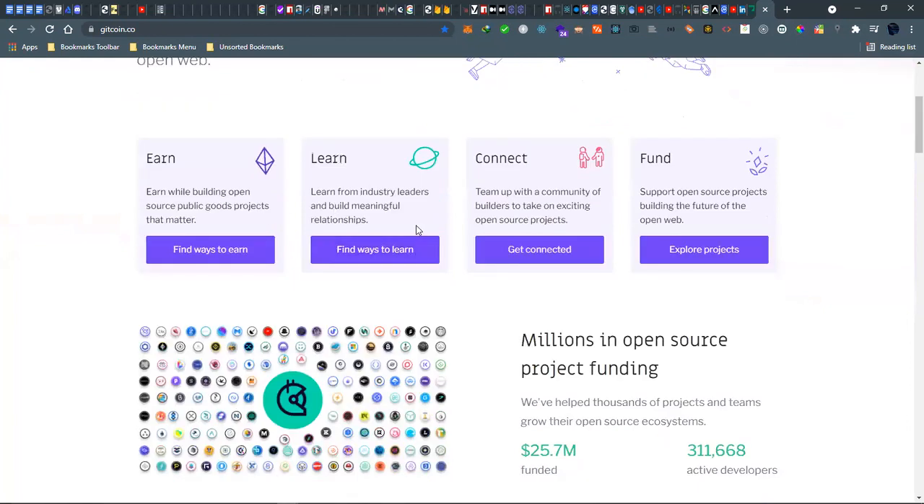Find ways to learn. You can also learn what we are doing, and then you can connect with a team of builders and see what exciting open source project you can create. Then, if you are a VC and you have a lot of money, you can fund a project, or you can also create your project to be funded.